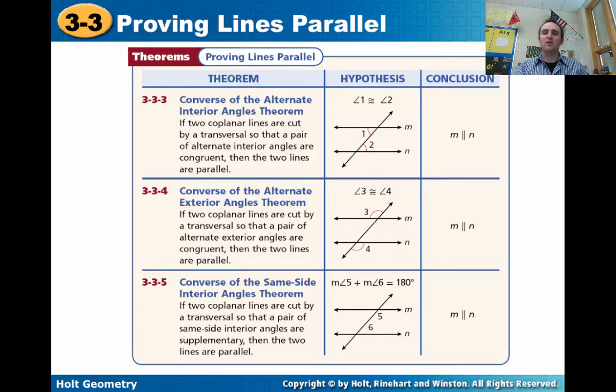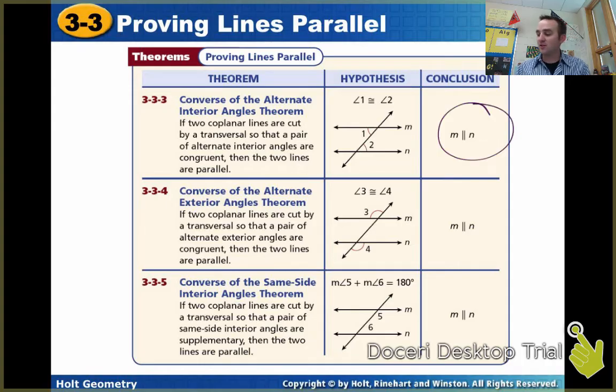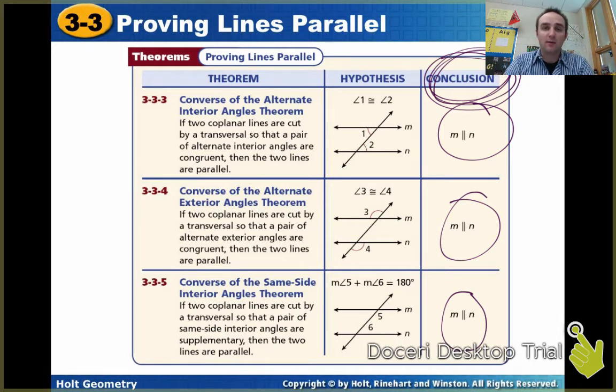Remember before we said if the lines are parallel, then alternate interior angles are congruent. Well, now we're doing the converse of that. We're saying if the alternate interior angles are congruent, then the lines are parallel. The important thing to remember here is that we are using this to say in our conclusion that the lines are parallel. So we're using the converse to show that lines are parallel. Make sure you know the difference. If we already know the lines are parallel, that's the regular ones that we learned in 3.2. If we're trying to prove lines parallel, that's where 3.3 and our converses come in.